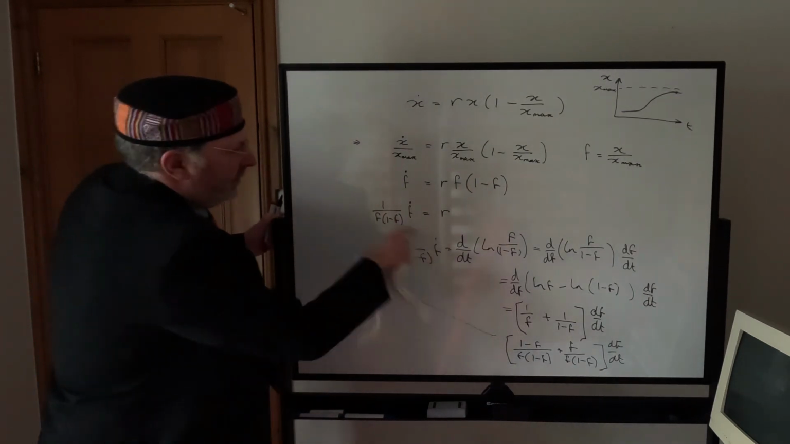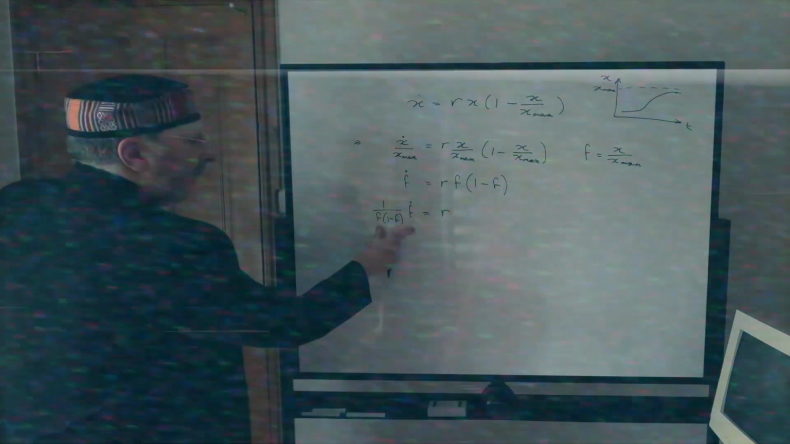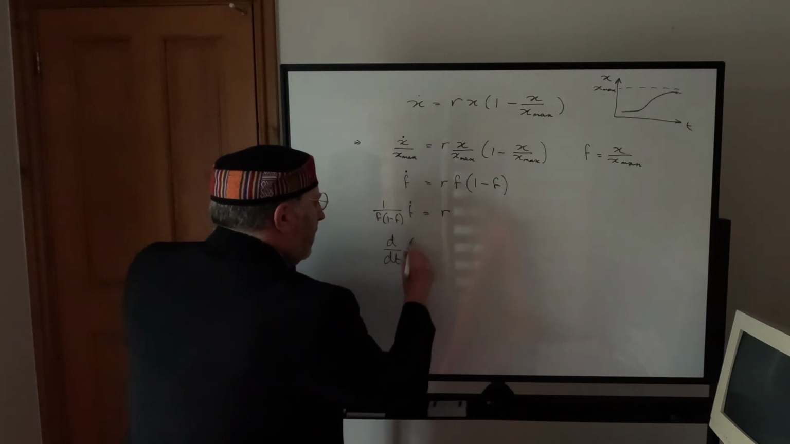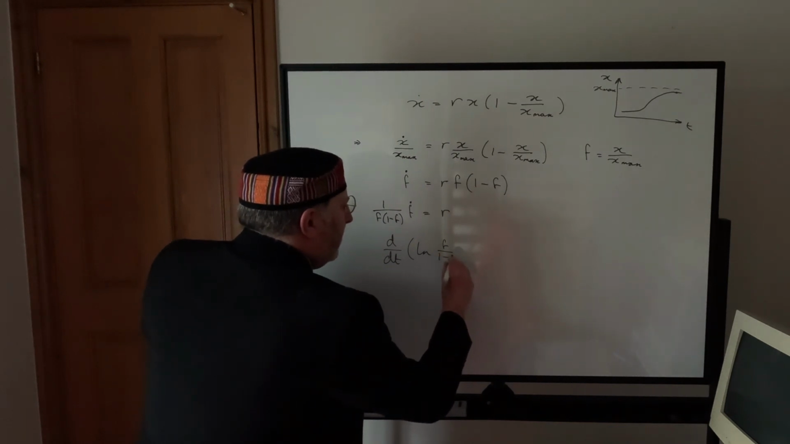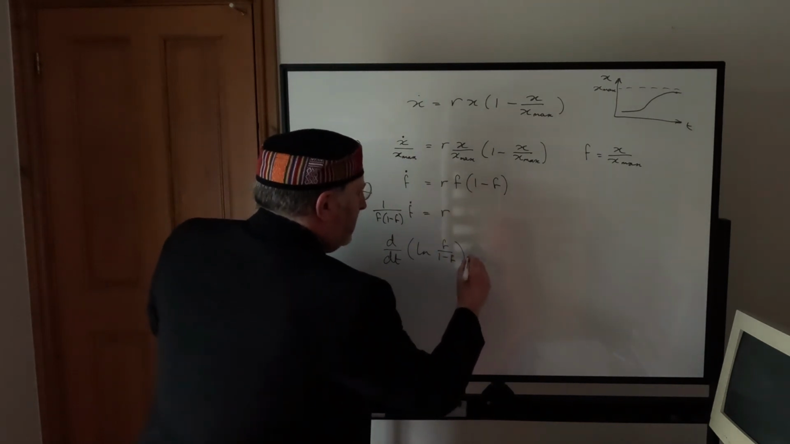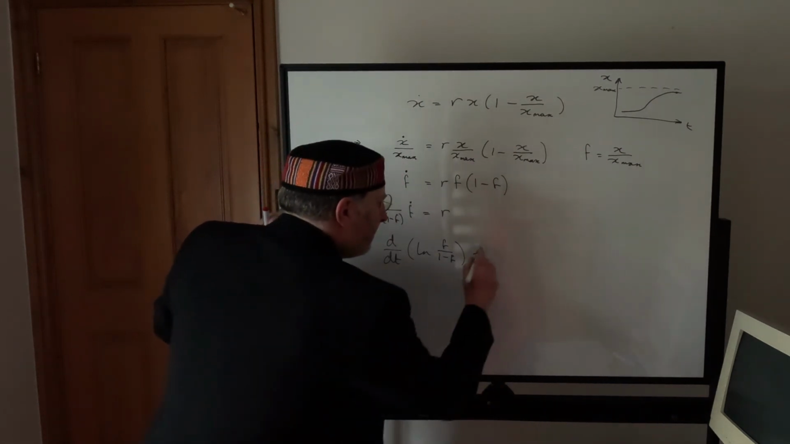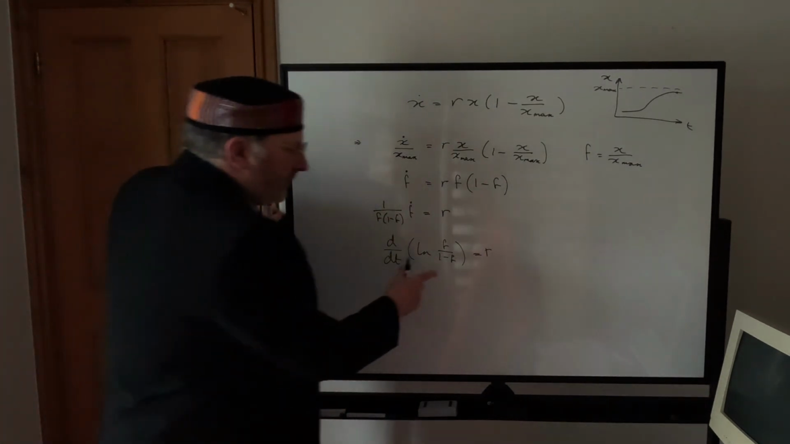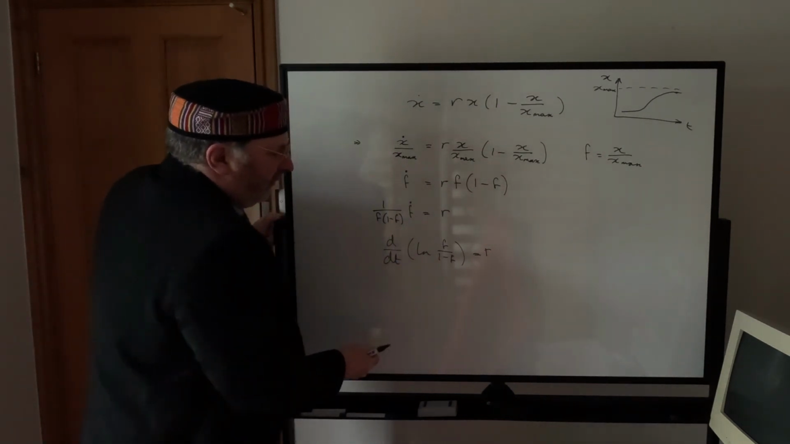This, say we've just written, is just the d by dt of log f over 1 minus f, so we're going to put that in. This is what we've just shown: d by dt of log of f over 1 minus f equals r. And now to solve this, we just want to integrate this.